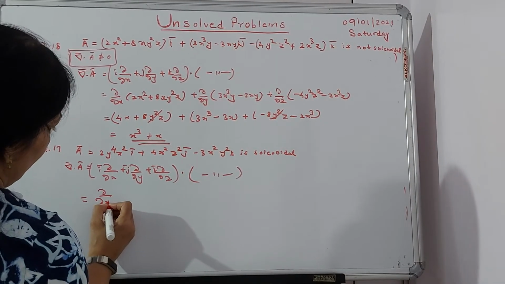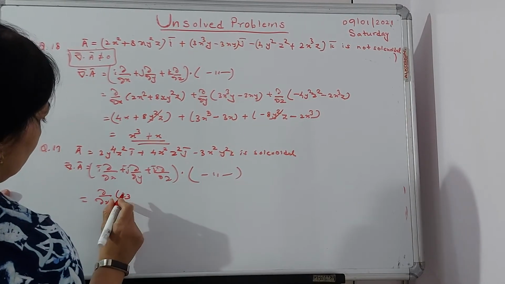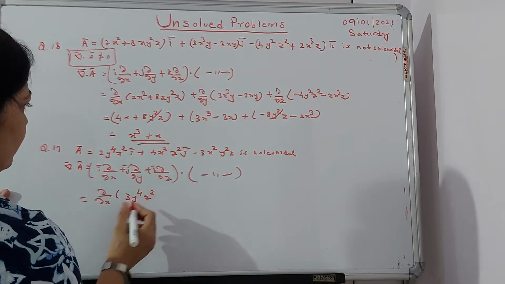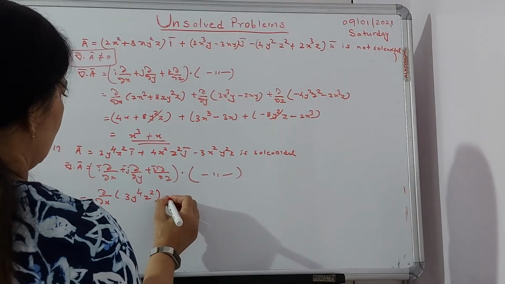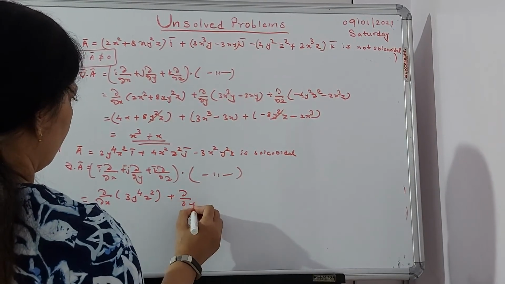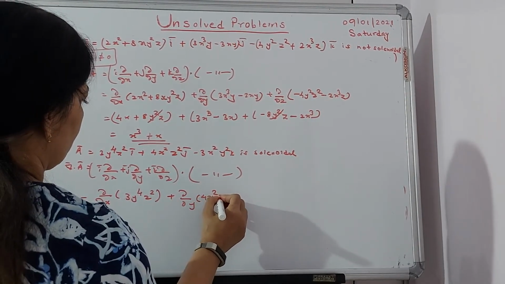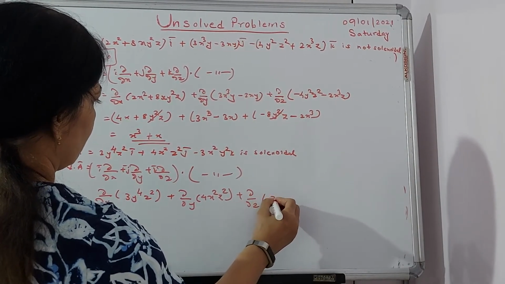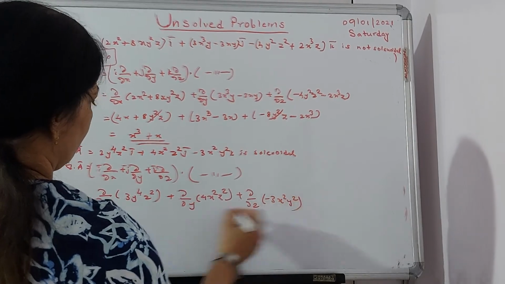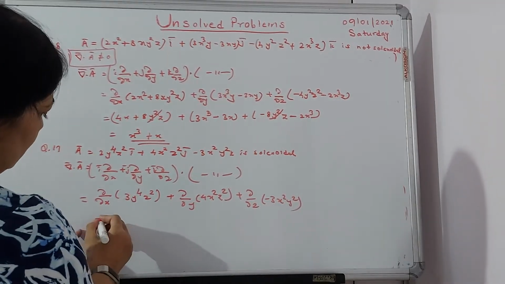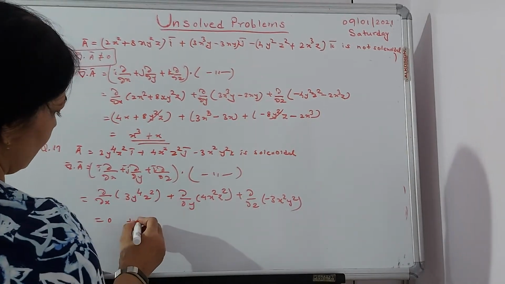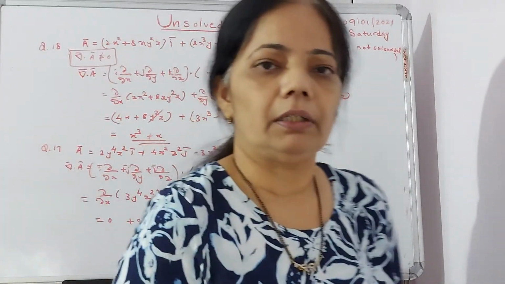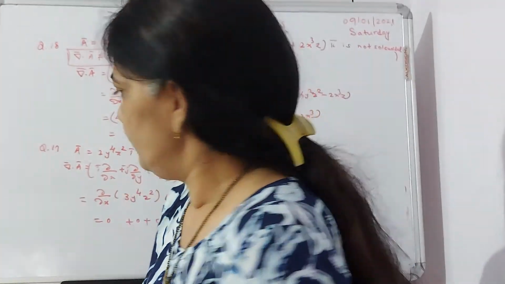So I will write ∂/∂x of 3y⁴z², correct, plus ∂/∂y of 4x²z² plus ∂/∂z of minus 3x²y². Here there is no x term, so answer is 0. Here there is no y term, answer is 0. Here there is no z term, answer is 0. So we can say that the given vector is solenoidal very clearly.